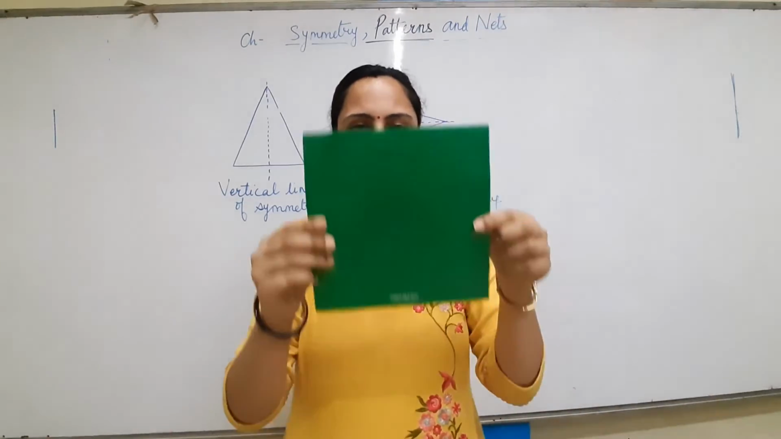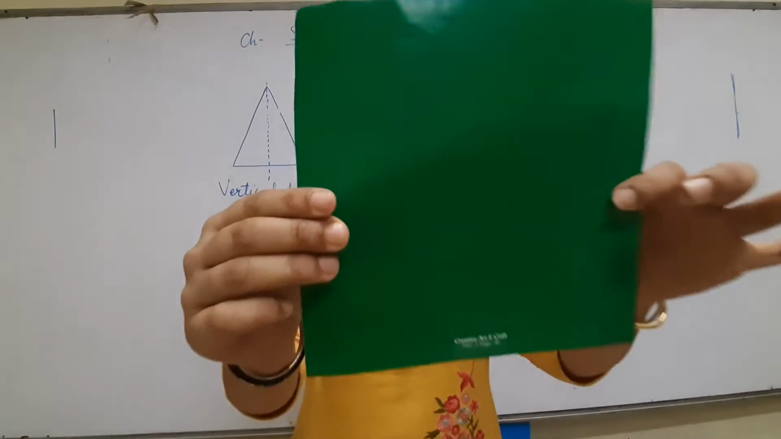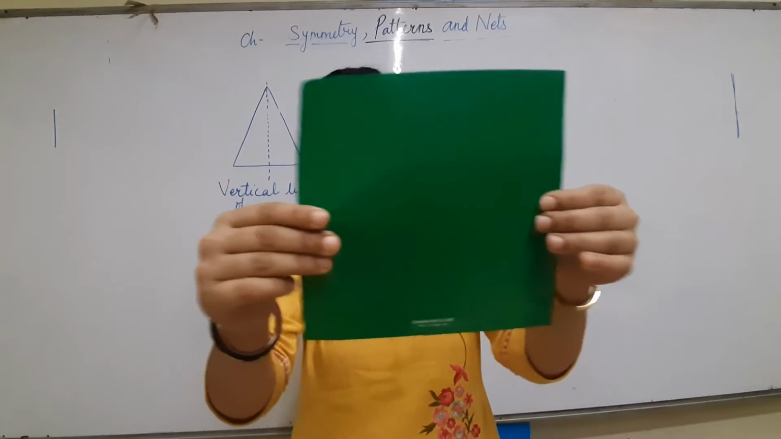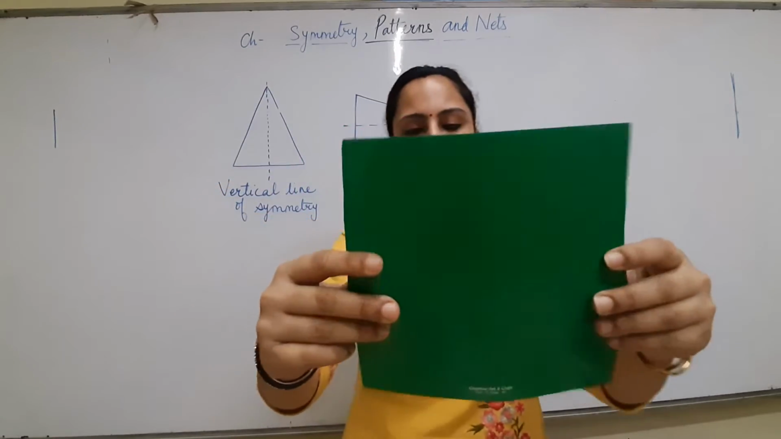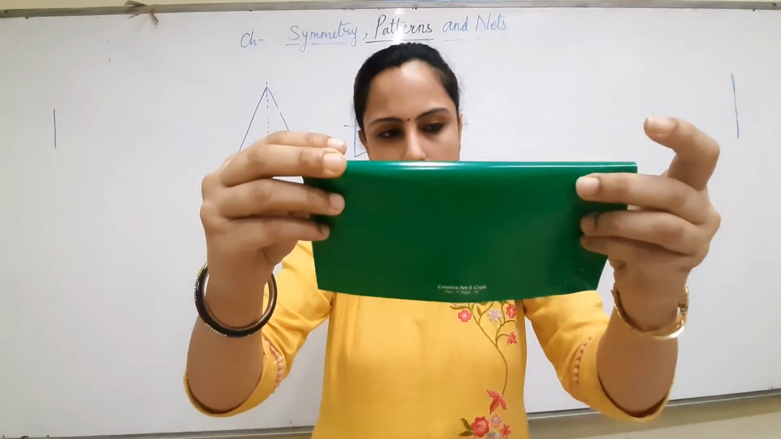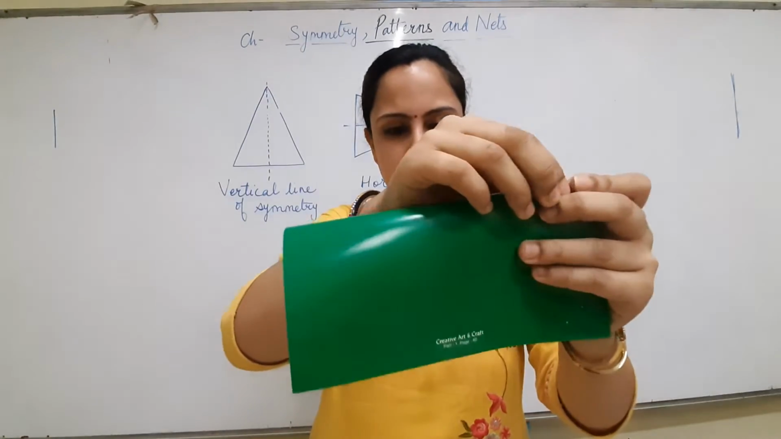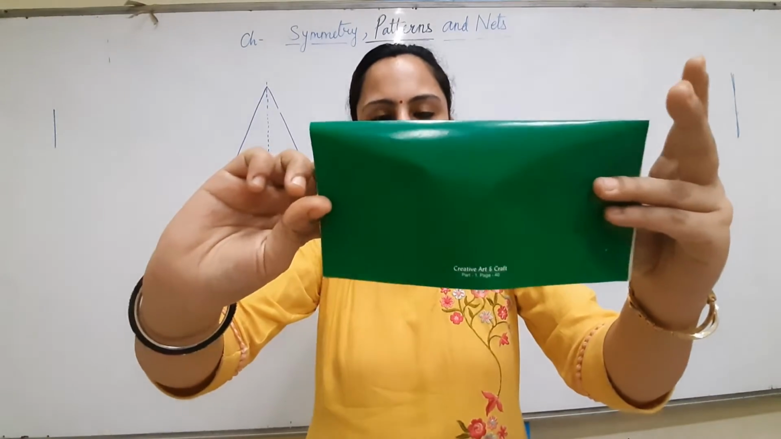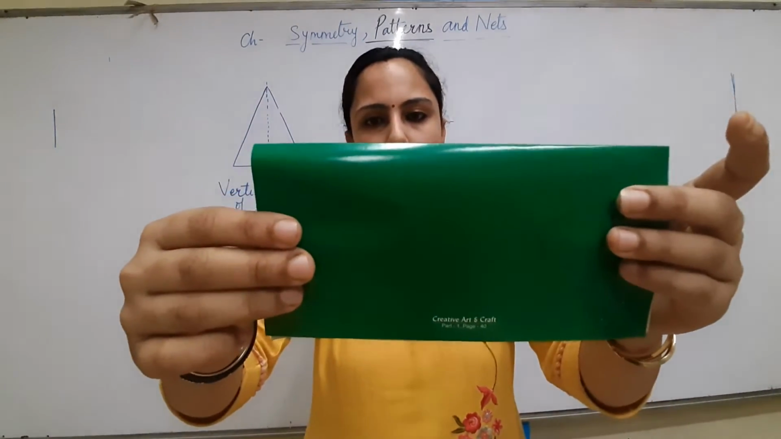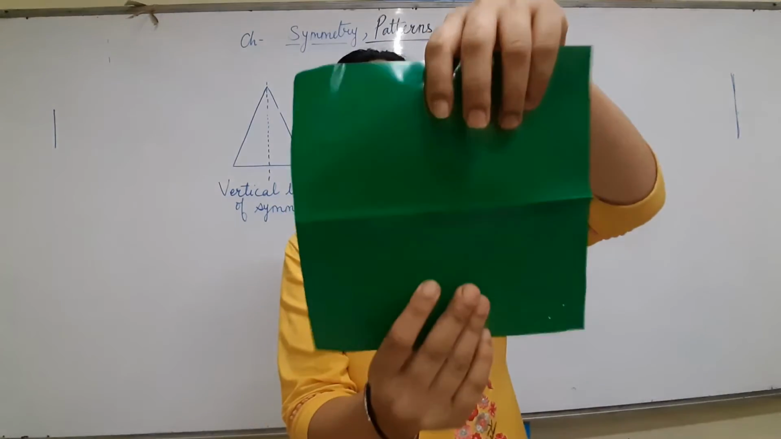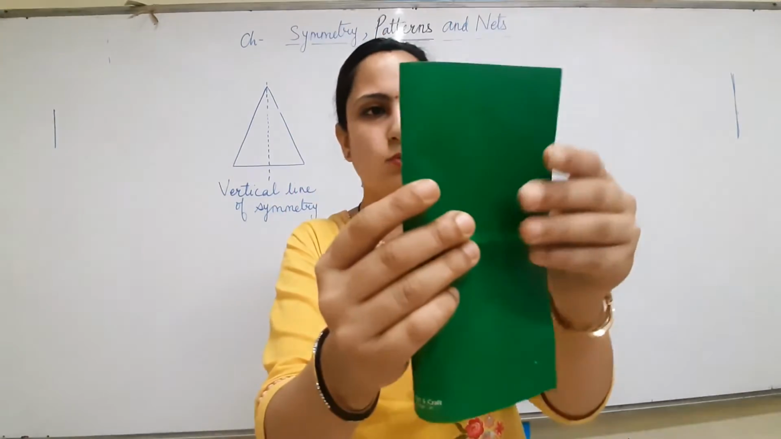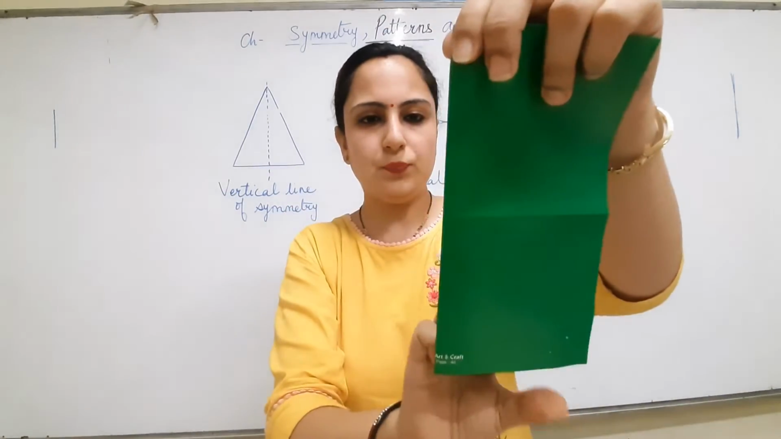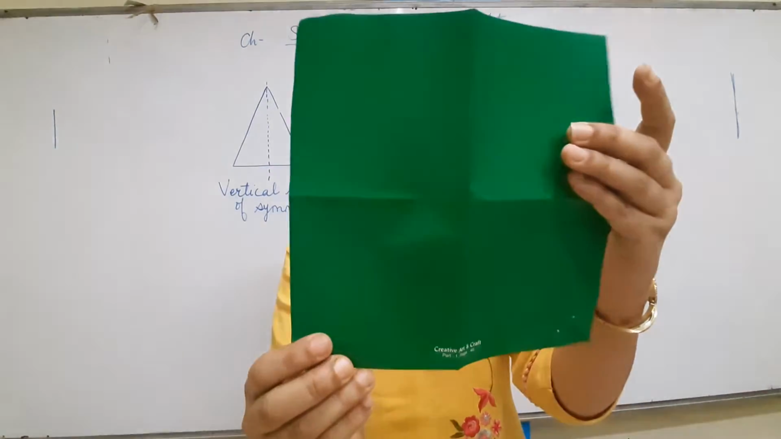Can you guess any other shape having 4 lines of symmetry? Yes. What is this? A square. This square has 4 lines of symmetry. I'll show you how. Once I fold it like this, see, it is exactly overlapping. 1 line of symmetry. This is horizontal. Now again I unfold it and fold it along its vertical line. See, 1 more line of symmetry.